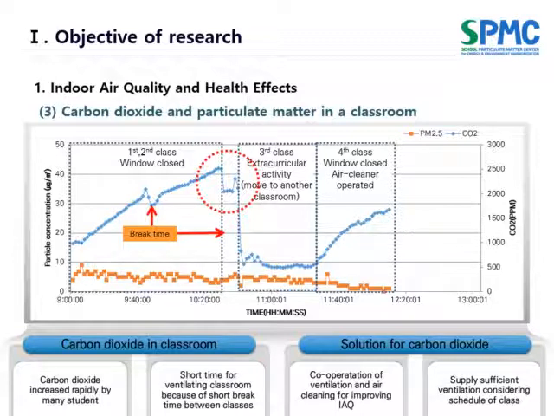However, after class began, ventilation was hardly performed. CO2 concentration in some classrooms exceeded 2000 ppm. Therefore, as mentioned earlier, merely installing air cleaners could not be the best solution. We need a comprehensive solution for the indoor air quality, considering not only fine particle concentration, but also CO2 concentration.